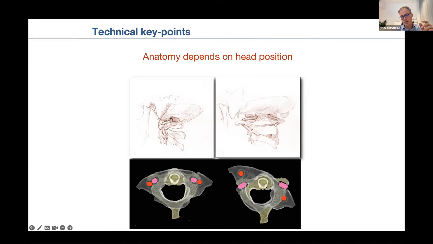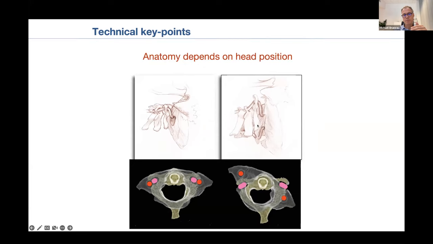You also see that when you make a CT scan with the head turned, the vertebral artery, which is located in the bone of the C1 transverse foramen, will move anteriorly. This is the situation when the patient is placed supine. Those are the anatomical relations that you will have depending on the head position.